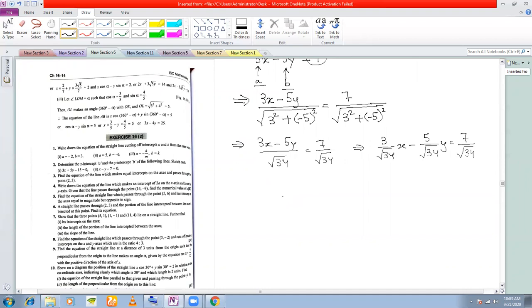Okay, let us say I have minus 3x plus 4y is equal to minus 5. I want to write this equation in the normal form.